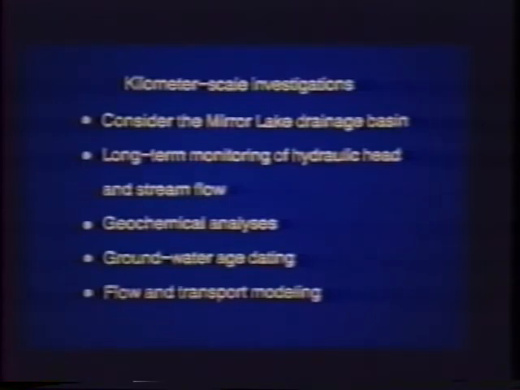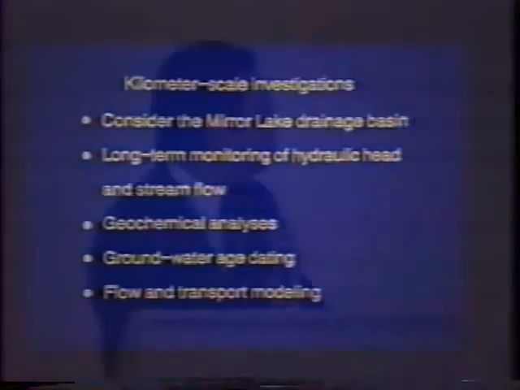Rain is falling down onto land surface, soaking into the subsurface and moving through the subsurface. We'll monitor hydraulic heads in wells, and we'll monitor stream flow. Extract the base flow portion, which is the groundwater discharge that gives us an estimate of how much water is moving through the subsurface. We can use geochemical analysis to help us infer the flow field. And we have also been doing some groundwater age dating to get an idea of how long this water has been in the ground. And then we'll use transport and flow modeling to try to tie everything together.